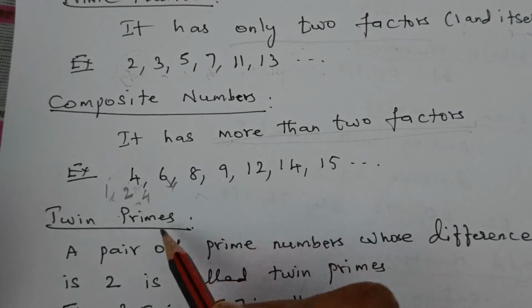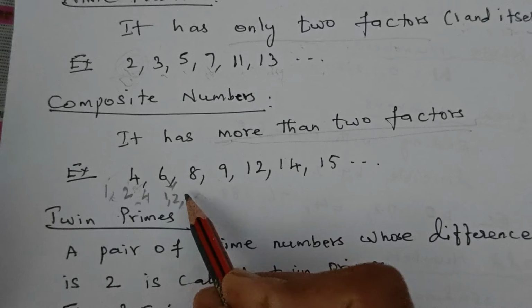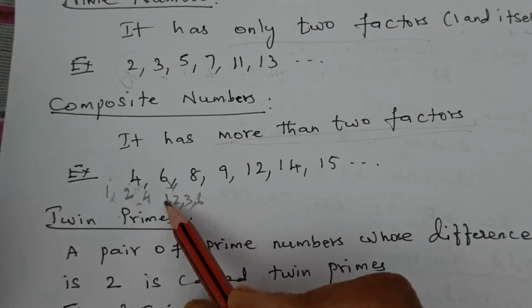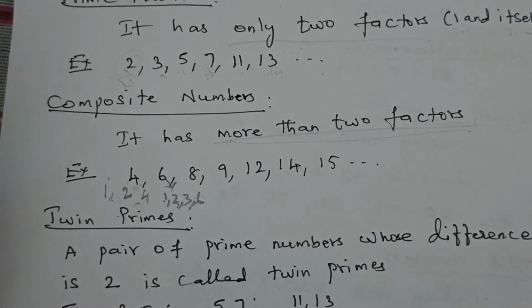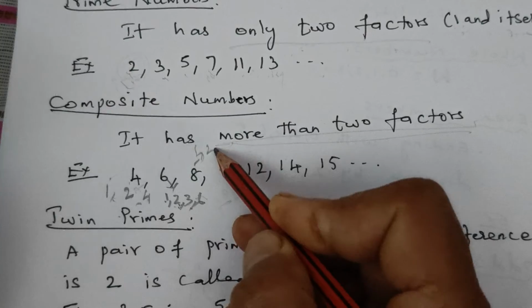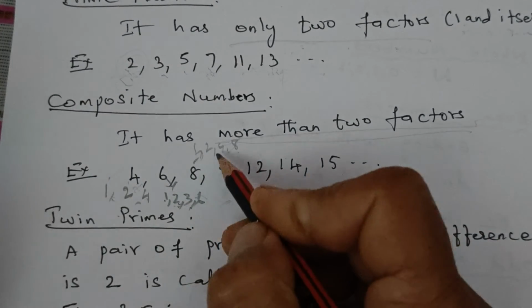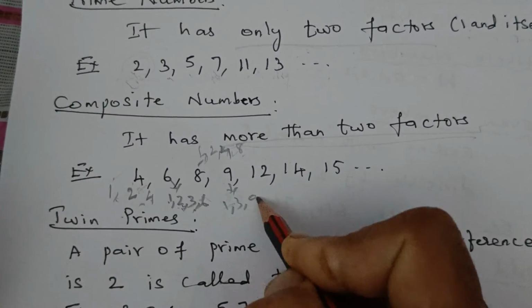6, in what tables does 6 come? Just try. It is there in 1 table, 2 table, 2 3s are 6, 3 2s are 6 and 6 1s are 6. So other than 1 and 6, it is divisible by 2 and 3. It comes in 2 tables and 3 tables, which means it is divisible by 2 and 3. So it has 4 factors. You try for 8, it is there in 1, 2, 4 and 8. So other than 1 and 8, it is there in 2 and 4. Try for 9, it is there in 1 table, 3 and 9.